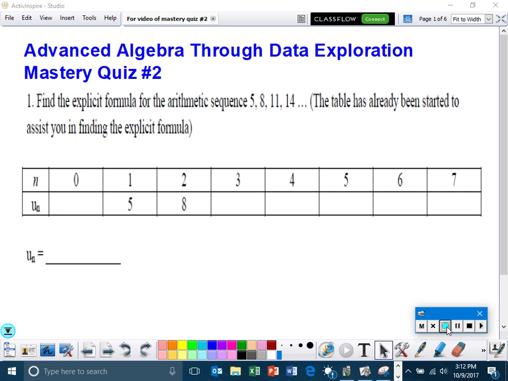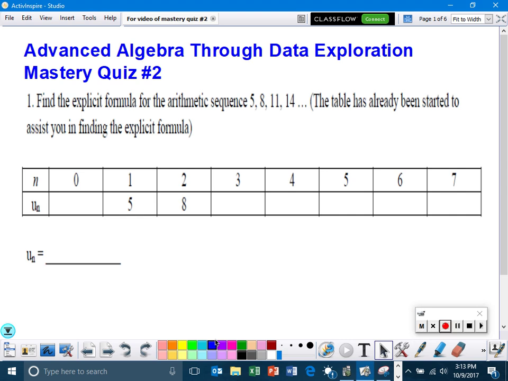Advanced Algebra through Data Exploration, Mastery Quiz number 2. Okay, the first problem. Find the explicit formula for the arithmetic sequence 5, 8, 11, 14. The table has already been started to assist you in finding the explicit formula. So the first thing we should do is fill in the rest of the table.